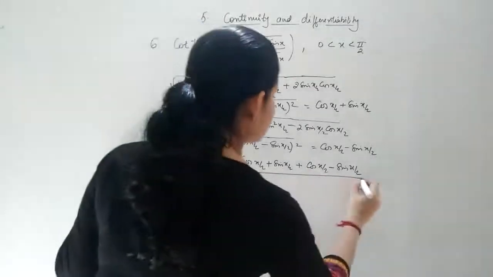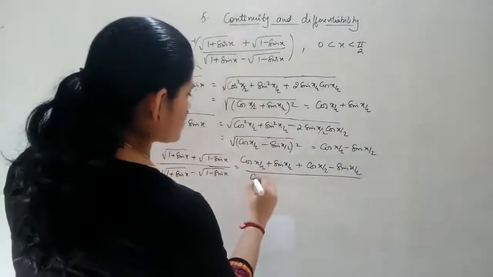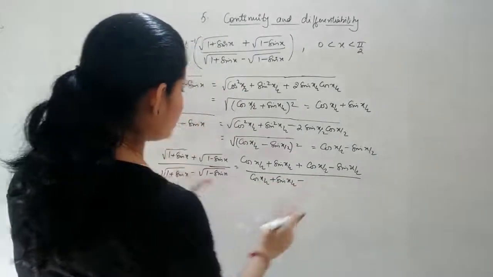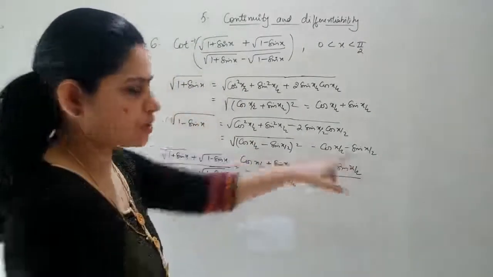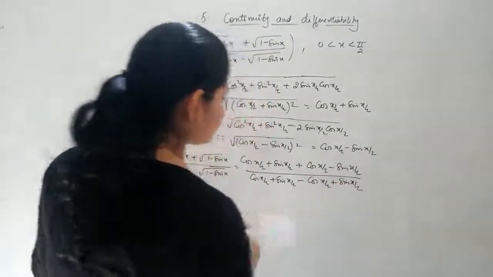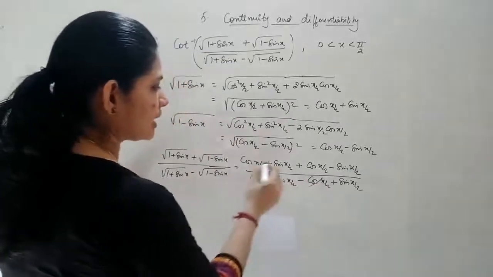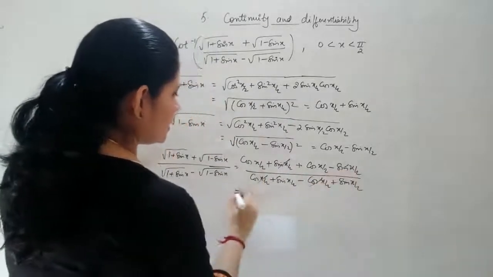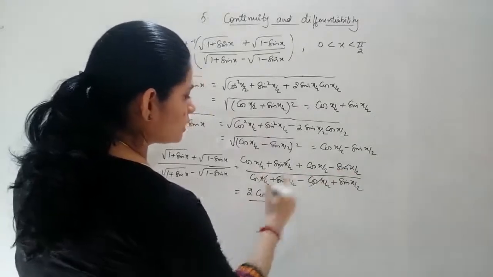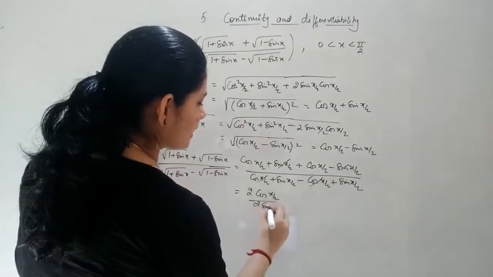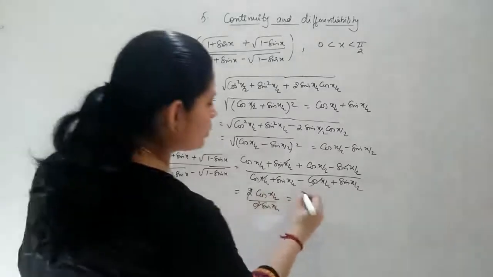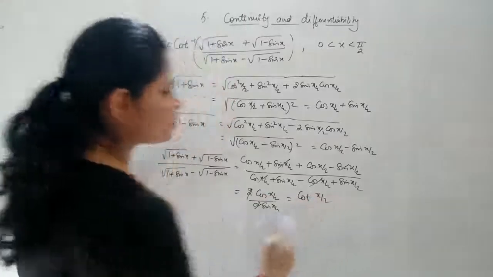Divided by cos x by 2 plus sin x by 2 minus of cos x by 2 minus sin x by 2. So you will have this as negative and this will become positive. Here the cos gets cancelled and sin remains. That means the numerator is 2 cos x by 2 and the denominator is 2 sin x by 2. The 2 gets cancelled and cos x by 2 by sin x by 2 will give you cot x by 2.